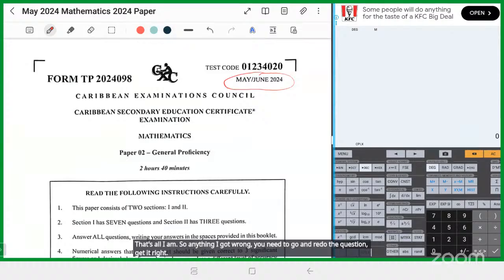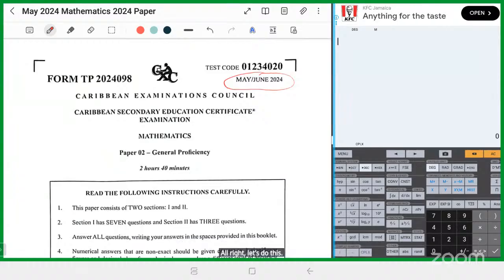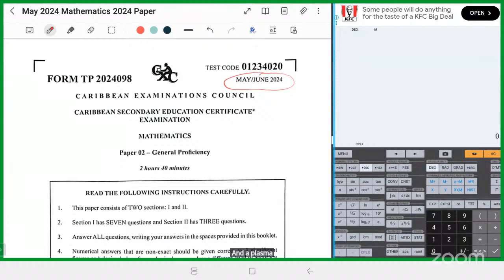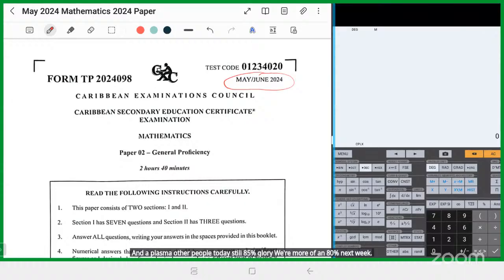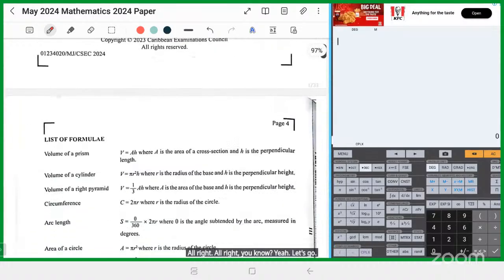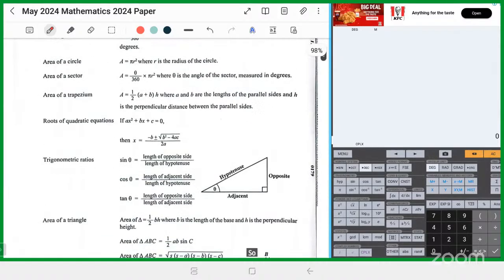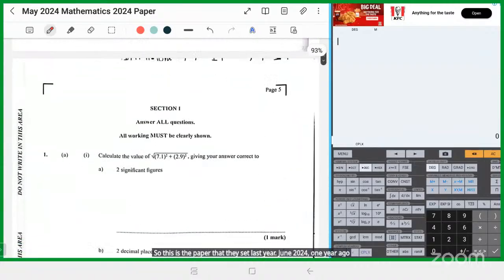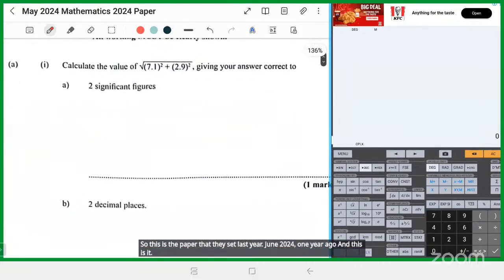All right, let's do this. I want to finish this paper. Then we're going to take a break, and then we're going to do another paper today. And the pass mark on the other paper today is still 85%. Don't worry. We're moving it to 90% next week, during the week. Let's go. So this is the paper that they set last year, June 2024, 1 year ago. And this is it.